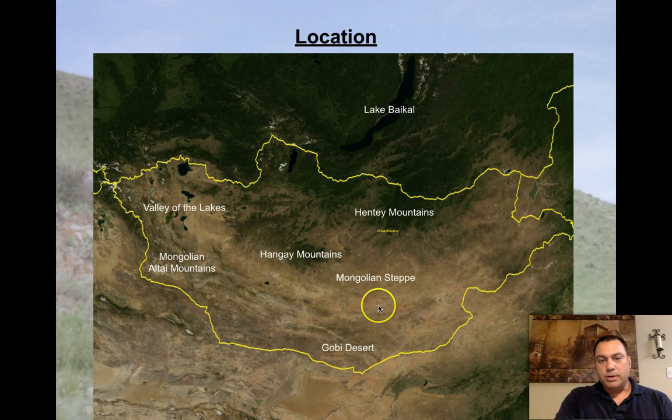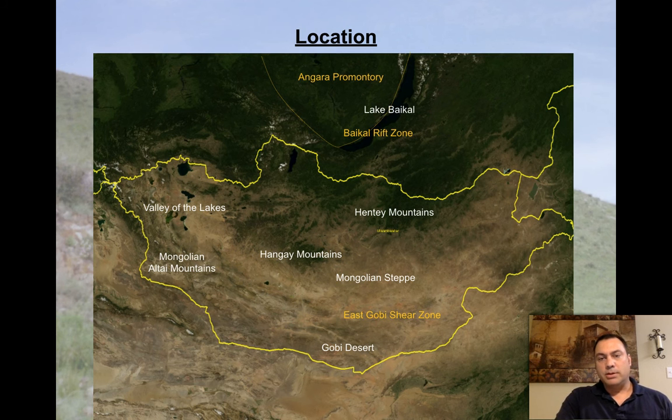The Mongolian steppe region, the Gobi Desert, here's Beijing, the Hangay Mountains off to the west, and of course the Valley of the Lakes and the Altai Mountains are off to the west. The areas that we're going to be focusing on are right in here.